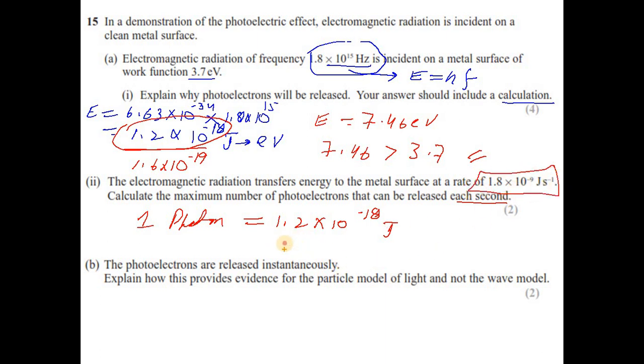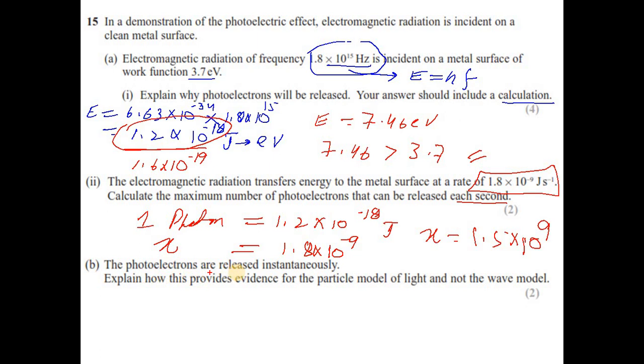We have 1.8 × 10^-9 joules per second. And so we can figure out the number of photons corresponding to this amount of energy. If you do cross multiplication, X, the number of photons, is equal to 1.5 × 10^9. These are the number of photons.